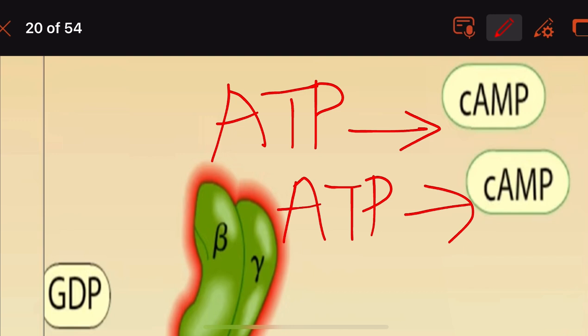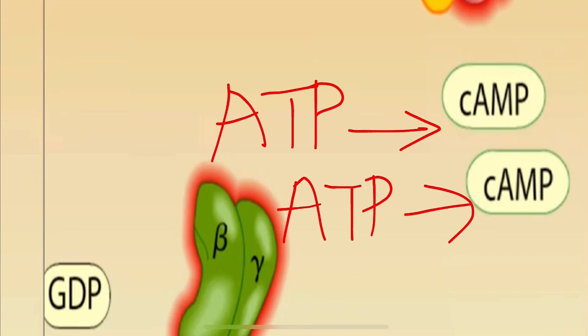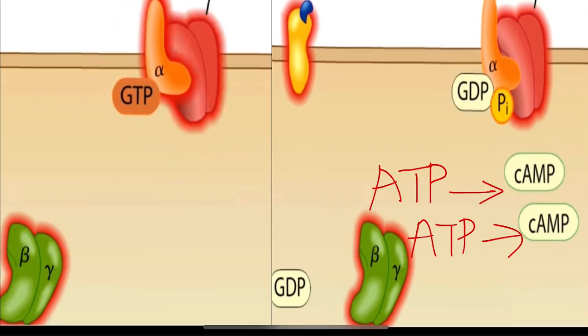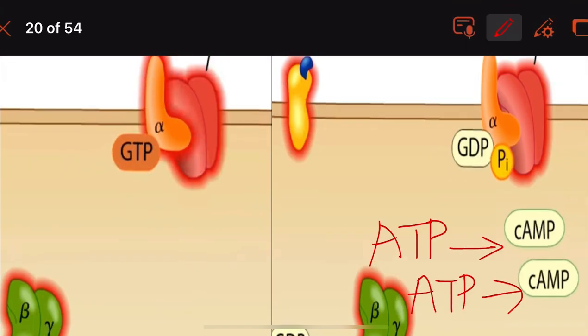Then the G protein alpha subunit has GTPase activity. Now it has completed its activity, and what happens? It will soon cleave GTP to again form the GDP. There is a cleavage. What's happening?